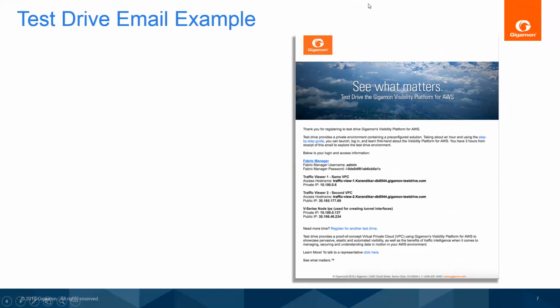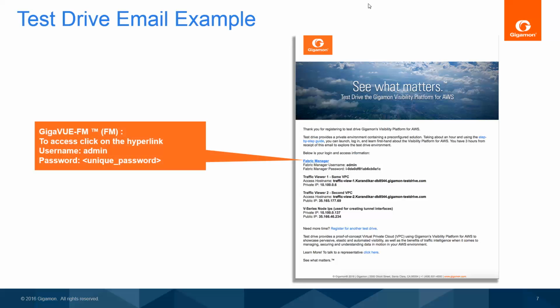This is an example of the email you'll receive when your test drive is ready. The first link in the email is for Fabric Manager. It's a hyperlink. By simply clicking on it, it will open up a web browser to GigaVUE-FM. By using the username admin and the unique password that's printed here, you'll be able to gain access to GigaVUE-FM.